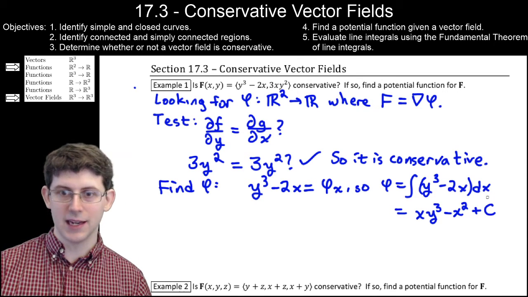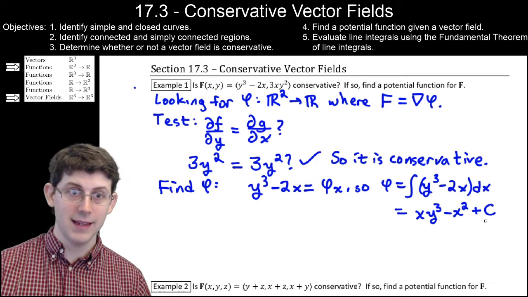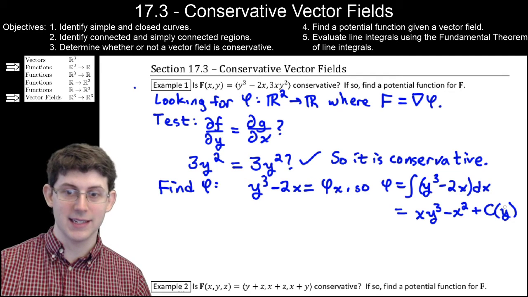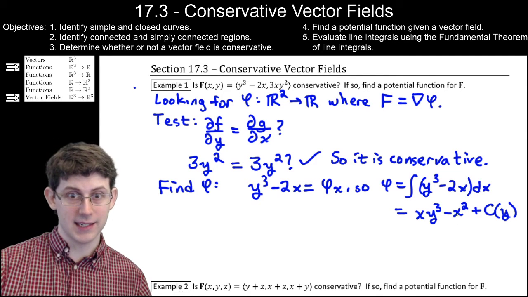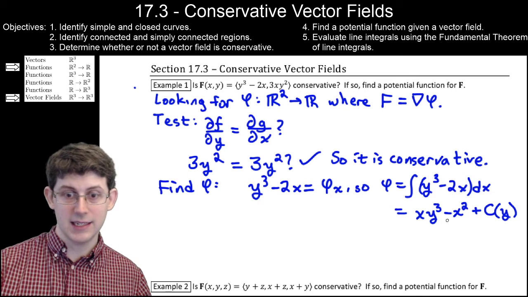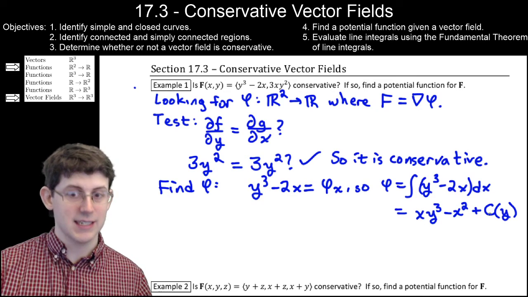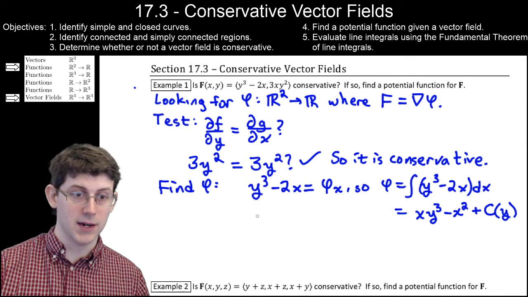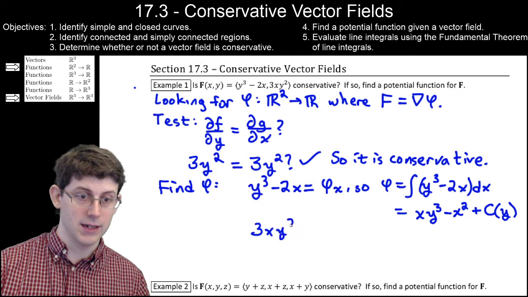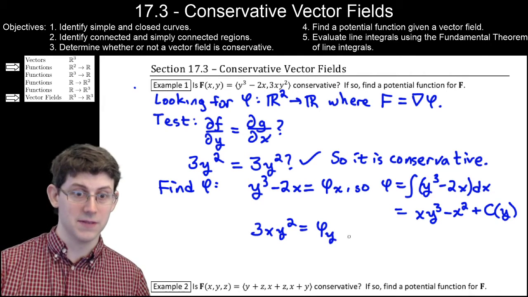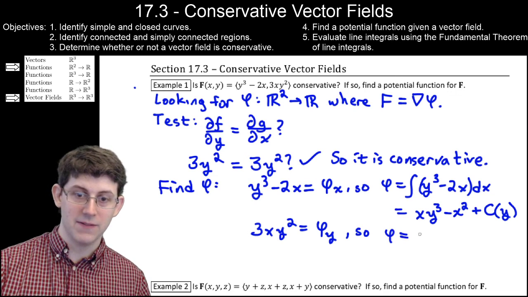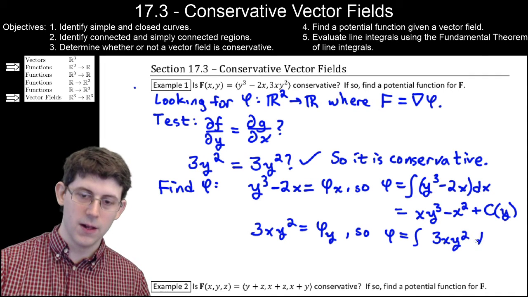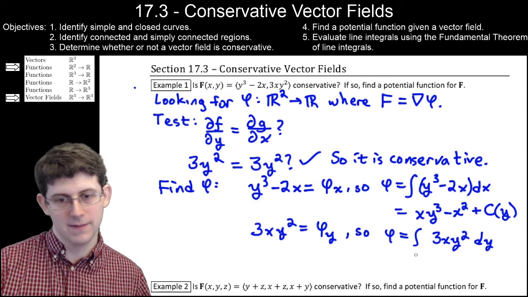Now, this c is a little bit sketchy because we're only doing an x integral. So anything that's made of only y's would appear here as a constant. So we write c of y to say, look, here's all the x's in phi. If phi has x's, they look like this. This part of the answer doesn't tell us anything about the terms that have only y. Similarly, we can do the same thing with the second part and say, well, 3xy squared is apparently the y partial derivative of some function. So my phi is the integral of this thing with respect to y. And you have to use all of the parts of the vector field to get this.